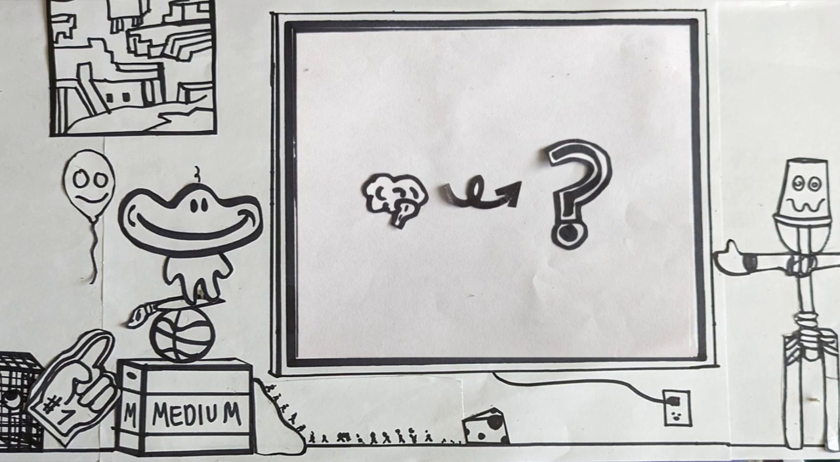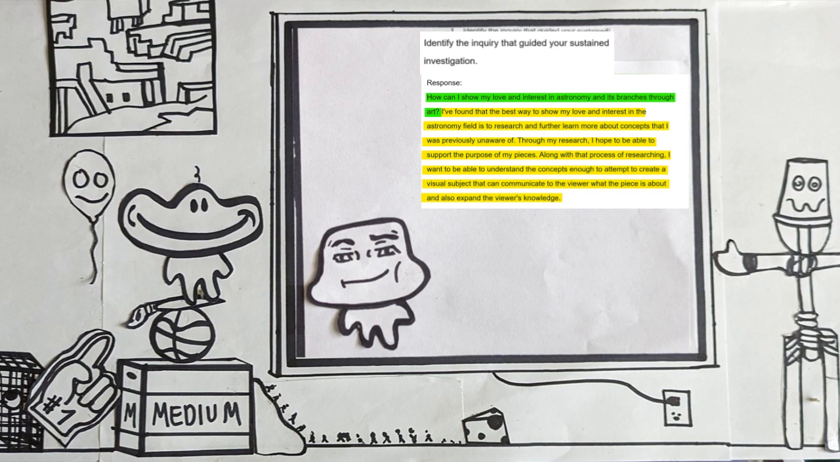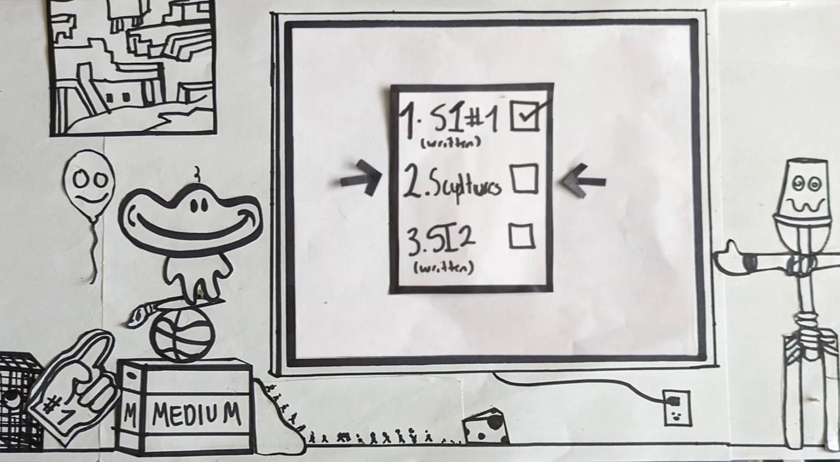After you write your SI as a question, you can elaborate and answer that question for the rest of your SI. I wrote, I found that the best way to show my love and interest in the astronomy field is to research and further learn more about concepts that I was previously unaware of. Through my research, I hope to be able to support the purpose of my pieces. Along with that process of researching, I want to be able to understand the concepts enough to attempt to create a visual subject that can communicate to the viewer what the piece is about, and also expand the viewer's knowledge.